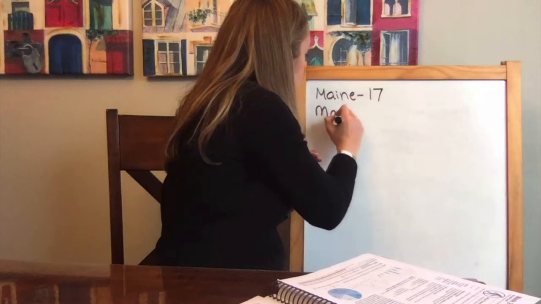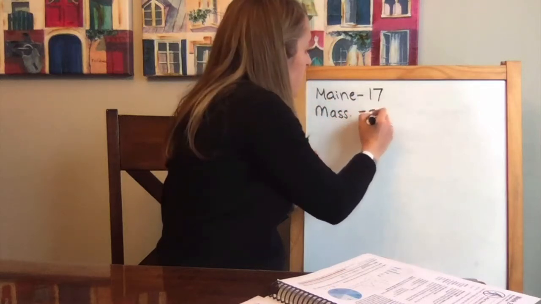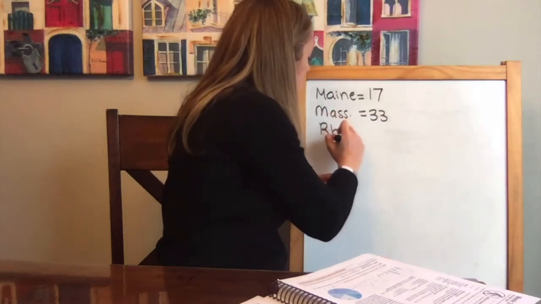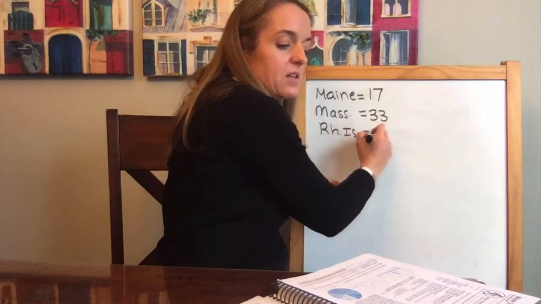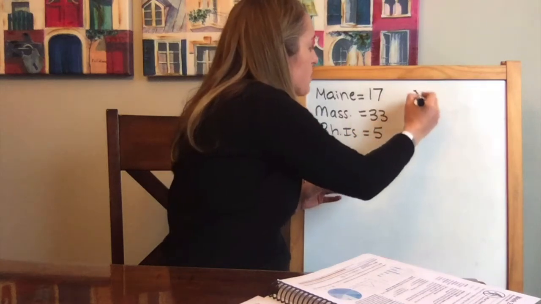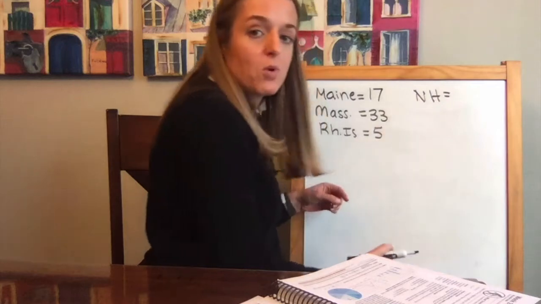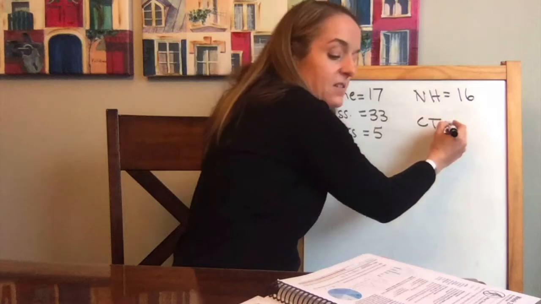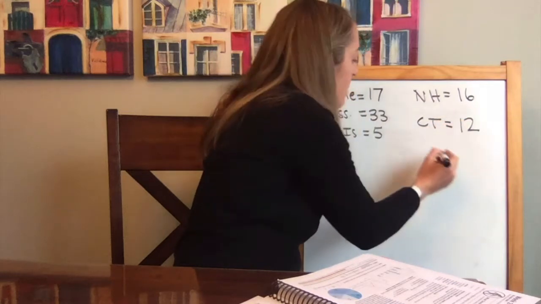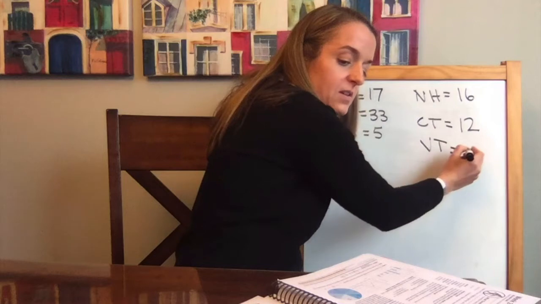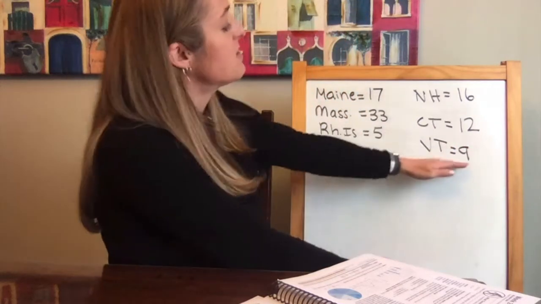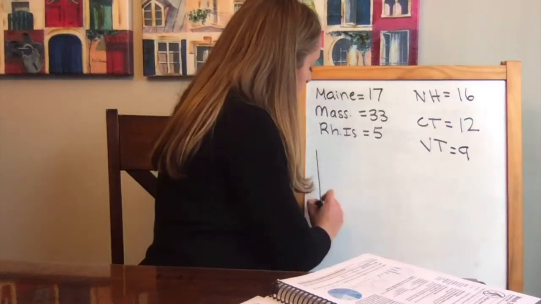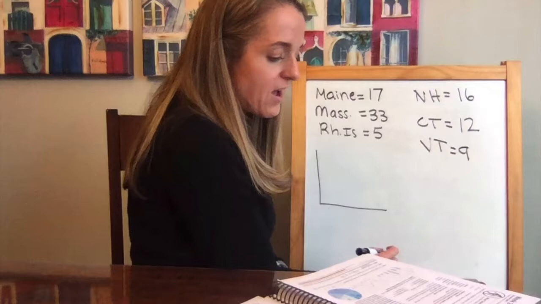How about Massachusetts? 33 sightings. How about Rhode Island? Rhode Island, 5. New Hampshire, sorry, I'm abbreviating more and more. New Hampshire, 16. Connecticut, 12. Vermont, 9. Okay, so this is the data we're going to use, and we're going to make a couple different kinds of graph. First, we're going to make a bar graph.